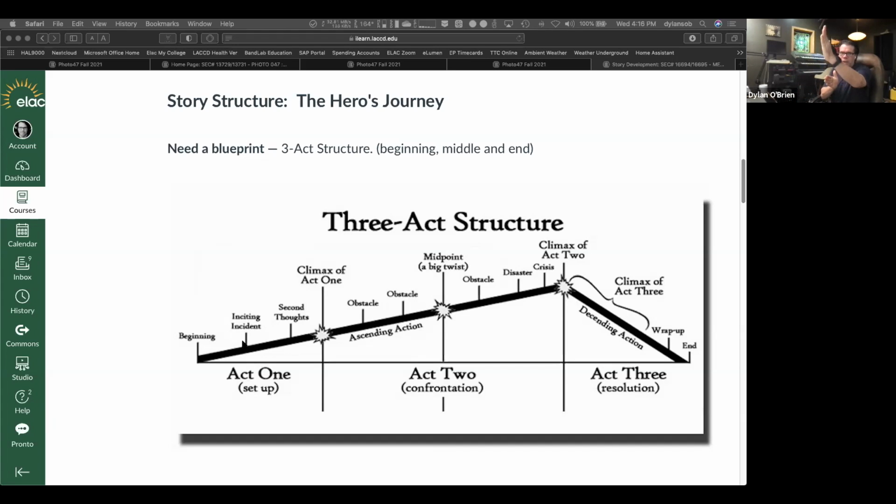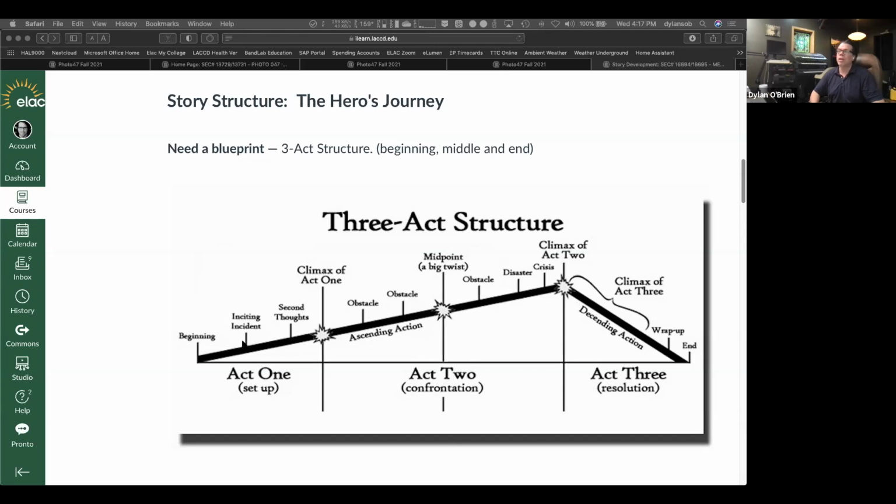So if this is their normal path going this way, they're following that path, and then an inciting incident's going to happen that's going to send them off in a different direction. So they're going to start on this journey, and then they're going to have second thoughts. Am I on the right path? Am I doing the right thing? And that's going to lead up to the climax of Act 1, where something's going to happen that's really going to send them off in a direction.